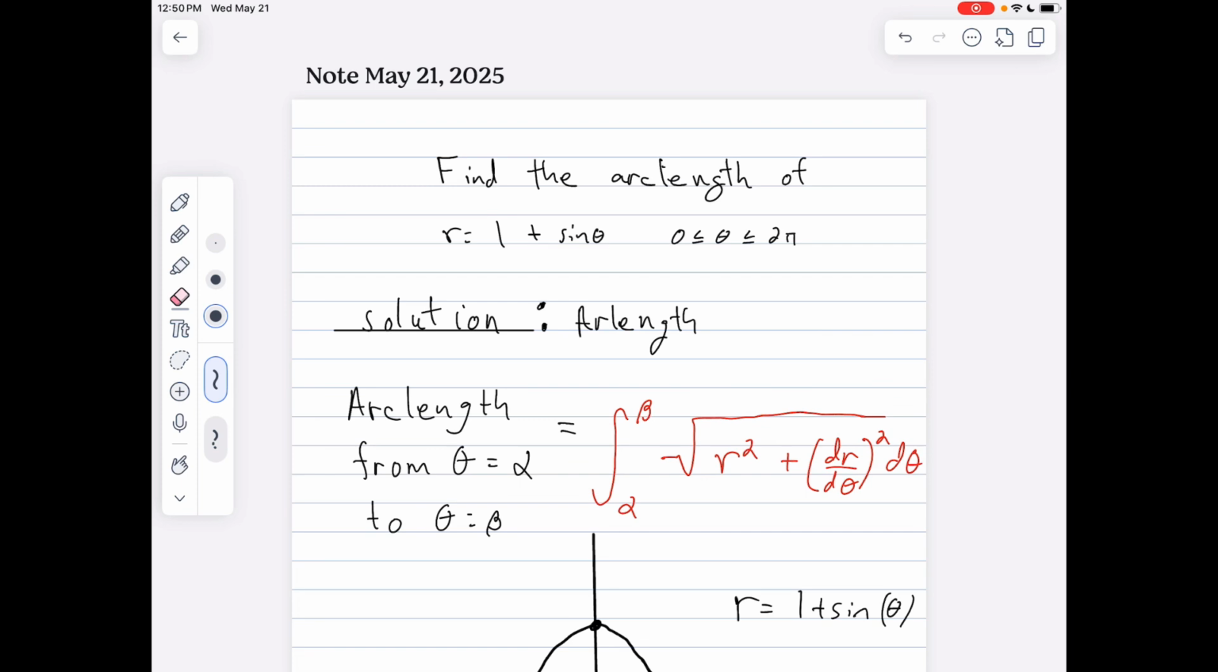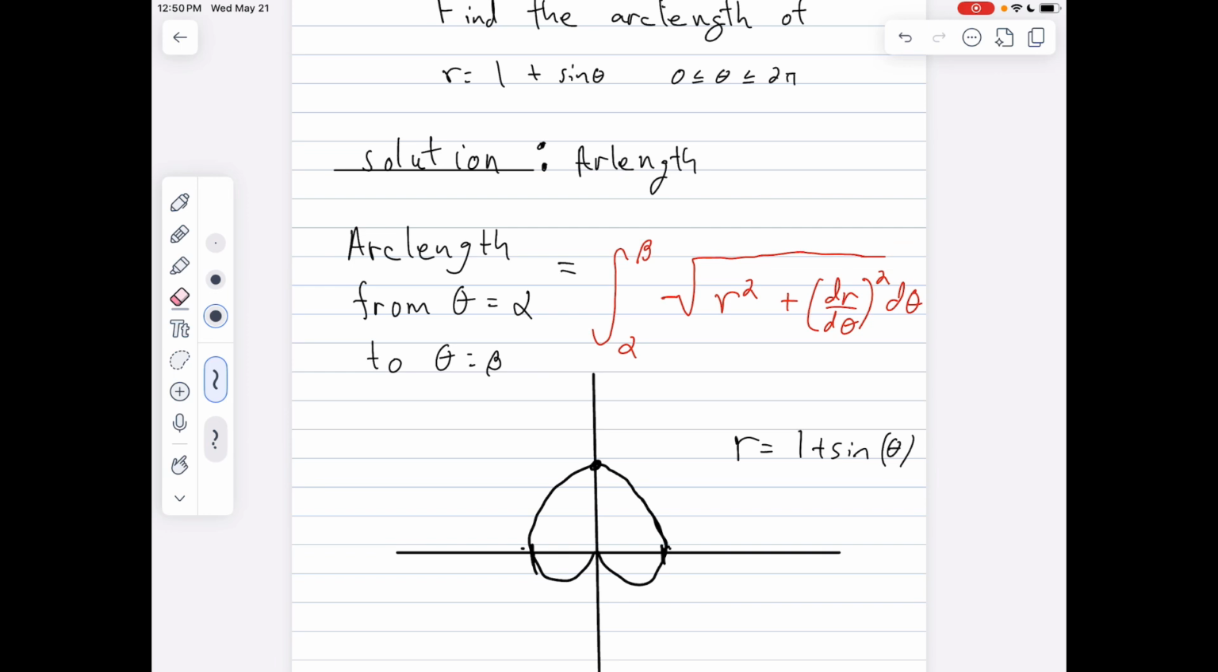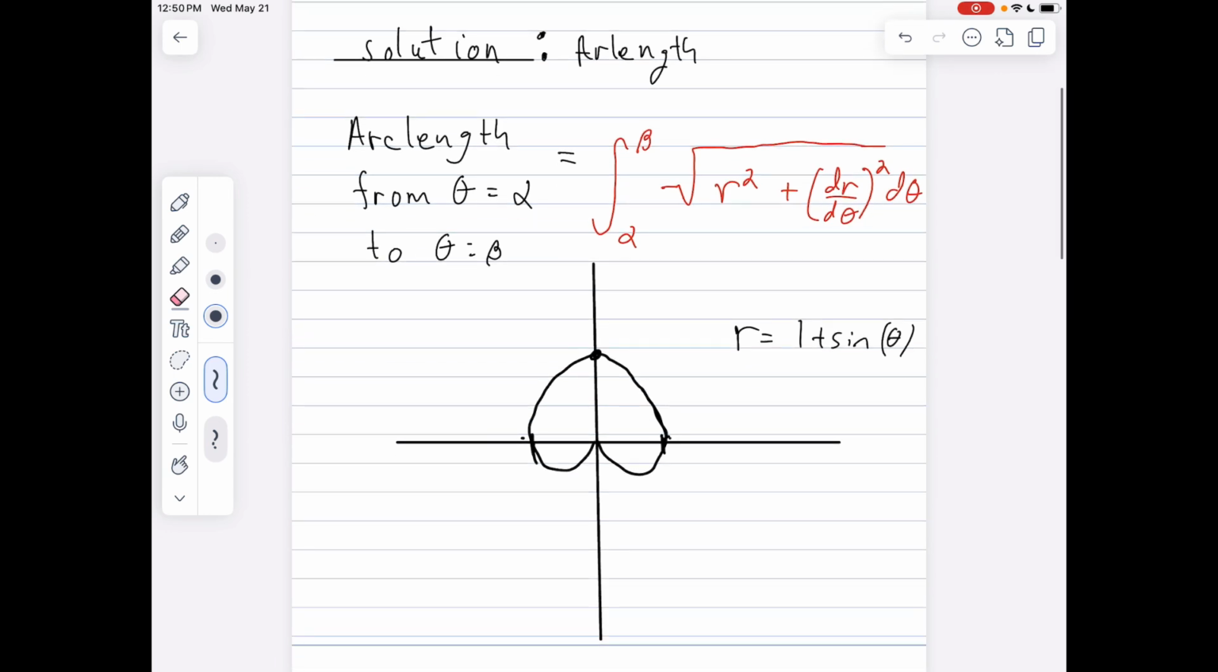Alright, hello everyone. So today we're going to find the arc length of the polar function r equals 1 plus sine theta, with theta greater than or equal to 0 and less than or equal to 2 pi. We have an arc length formula, which says that if we're going from alpha to beta, the arc length is equal to the integral from alpha to beta of the square root of r squared plus (dr d theta) squared, d theta. And our function r equals 1 plus sine theta looks as such.